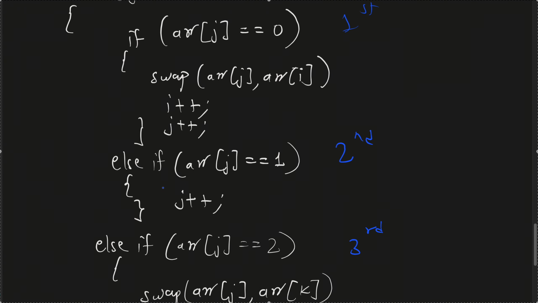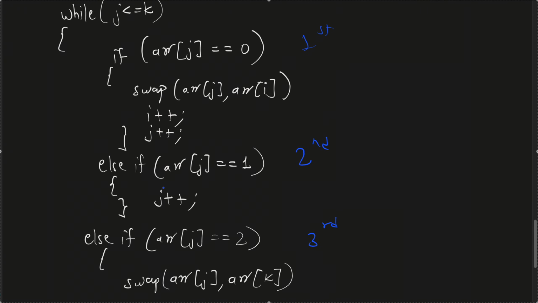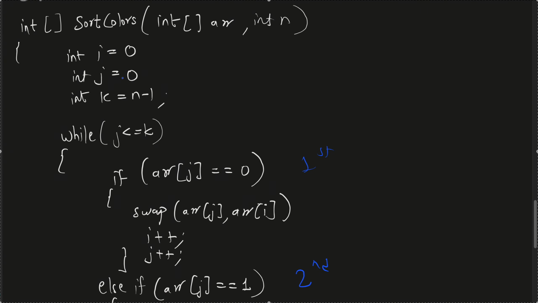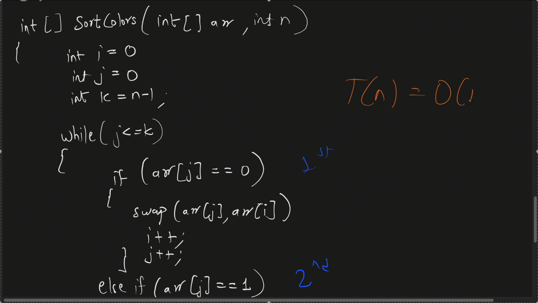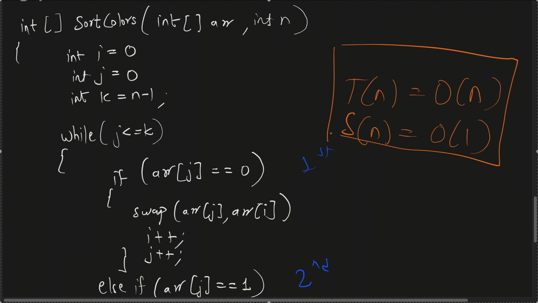Now what is the time complexity to sort this entire array? We are traversing using 3 pointers, so the worst case is order of n. Space complexity is order of 1, we are not using any extra space, right? So this is how we can solve this sort colors problem.